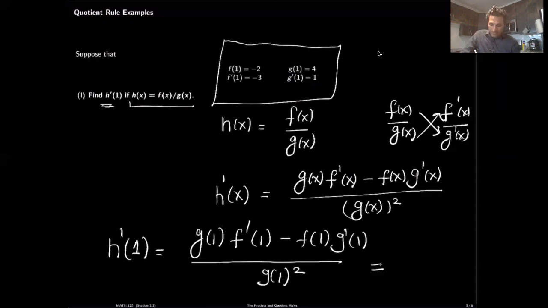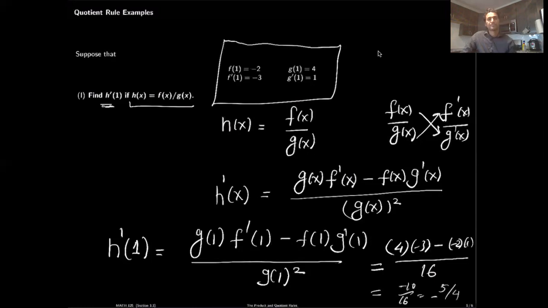So what is g at 1? That is 4. What is f prime at 1? That is -3. Then there's a negative sign. f at 1 is -2, and g prime at 1 is 1. And the whole thing is divided by g at 1 squared, which is 16, I believe. And therefore this will be -12, and minus a negative 2, so it's going to be -10 divided by 16, which is -5/8.